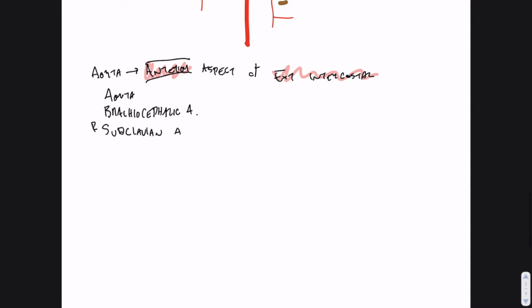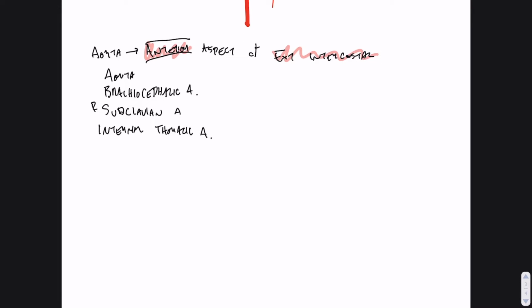Coming off the subclavian, we're going to have internal thoracic artery, and then coming off the internal thoracic, that's when we get the anterior intercostal artery, and then we would be at that external intercostal muscle. That would be the trace to any muscle that's anterior.